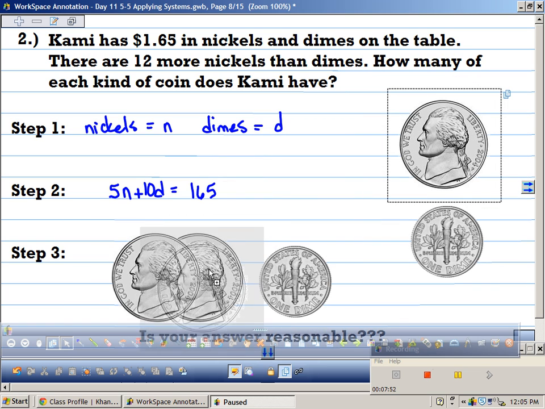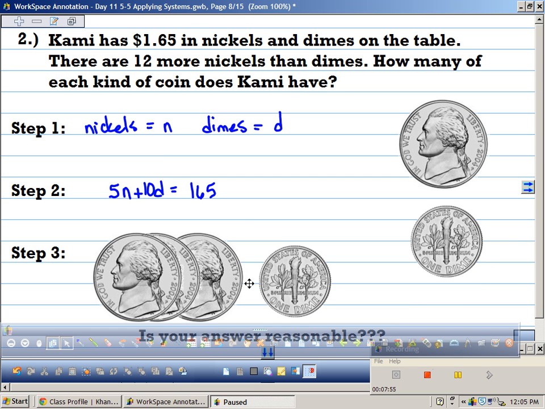Hard to imagine that, though, isn't it? Because the way I'm saying it, you'd think, oh, there's 12 dimes. I'm sorry, there's 12 nickels and there's 1 dime. But there's not. If there's 1 dime on the table and there's 1 nickel, if they were even, it would be 1 and 1, right? But if there's 12 more, more means above 1. So there'd be 13 nickels.